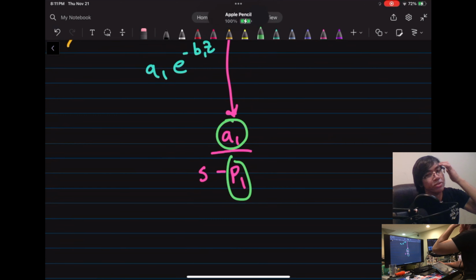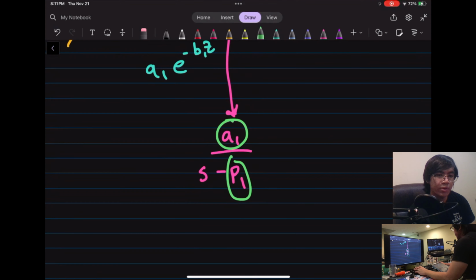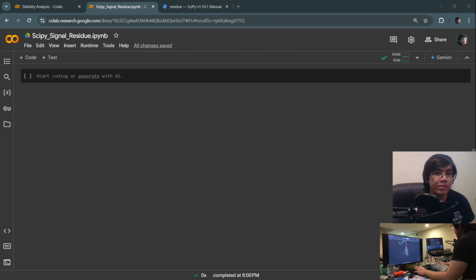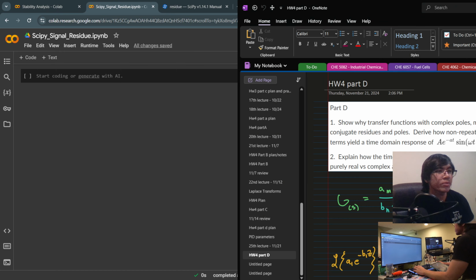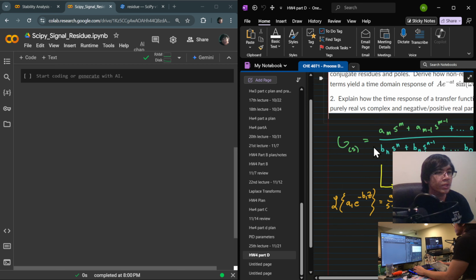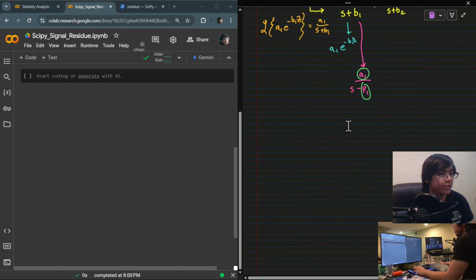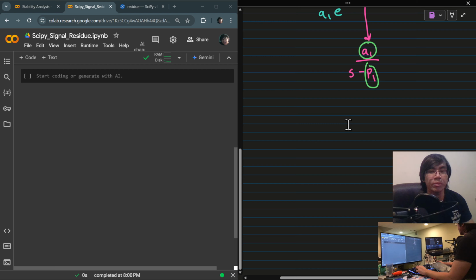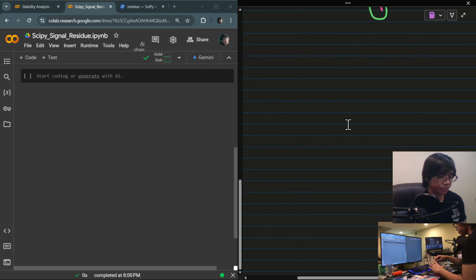In a Colab, there's something called scipy.signal.residue. Actually, it might help to do a split. So we can write a polynomial actually. Let's do that, something pretty close there.